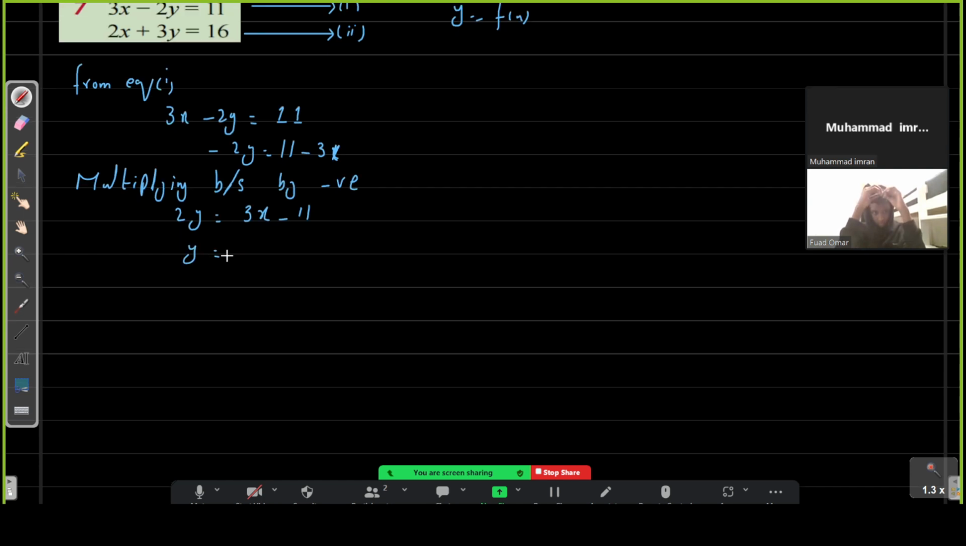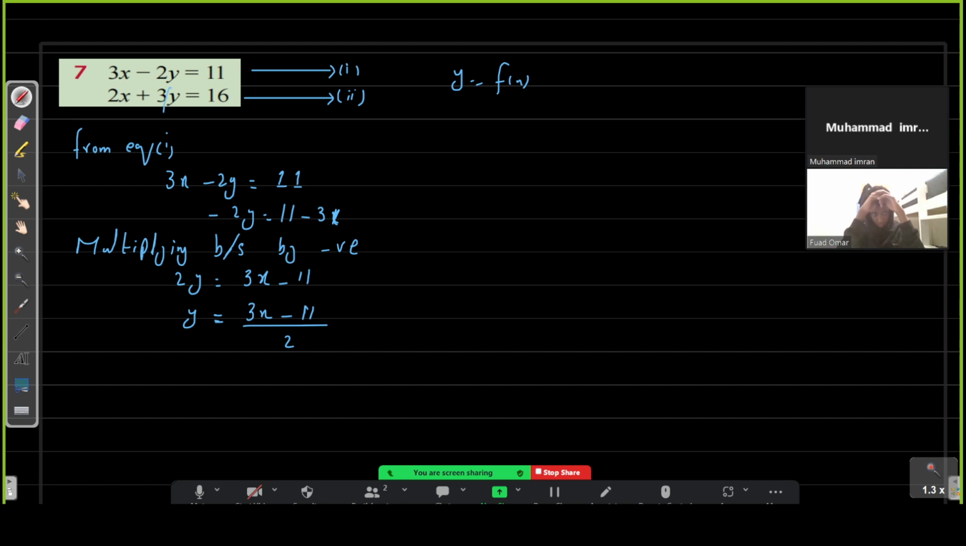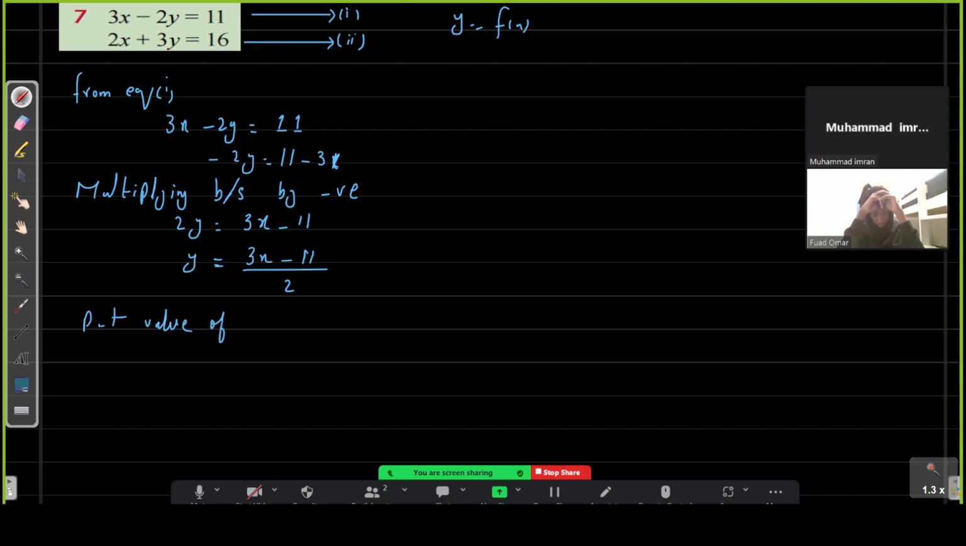So now I can make the explicit value function. We're going to divide both sides by 2. So 2 divided by 2 will be cancelled out, and 3x minus 11 is divided by 2. So we can put this value, y is equal to 3x minus 11 whole divided by 2, in equation number 2 in the place of y. So we can get all of the values in a single variable x, and also I can give a name to this equation as equation 3.